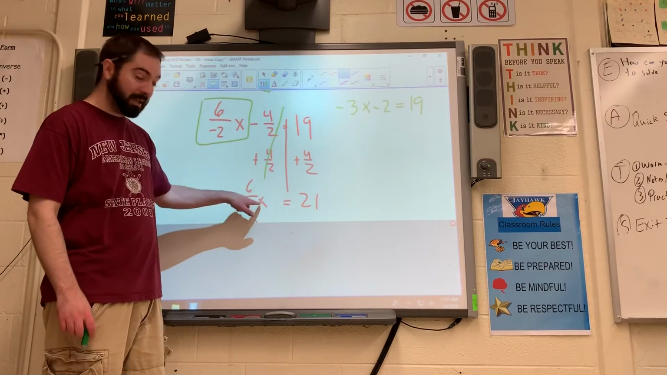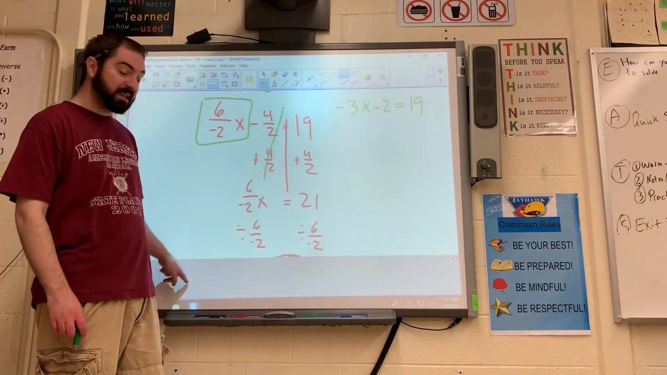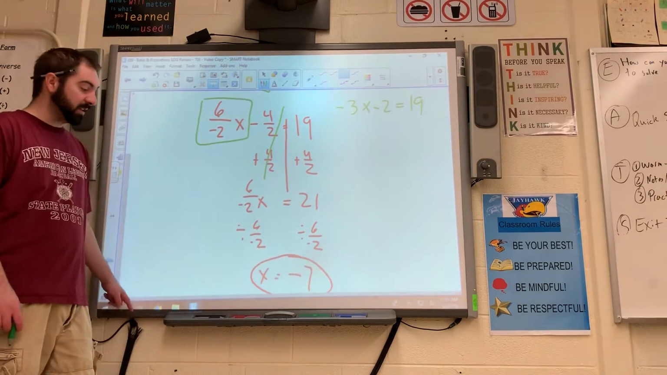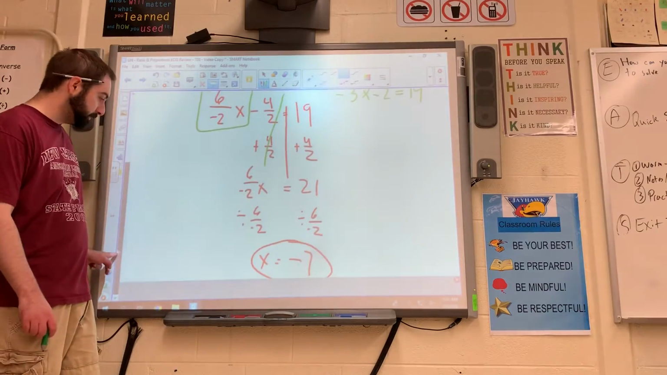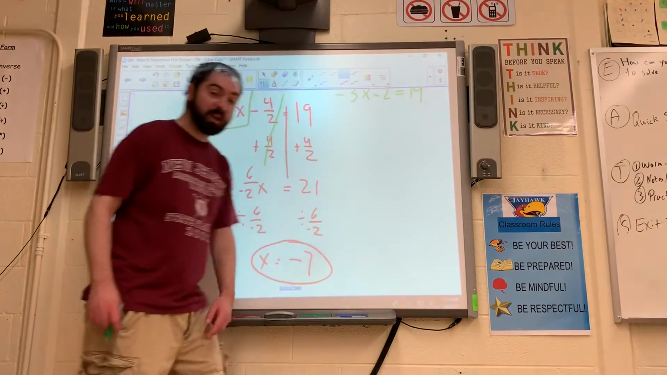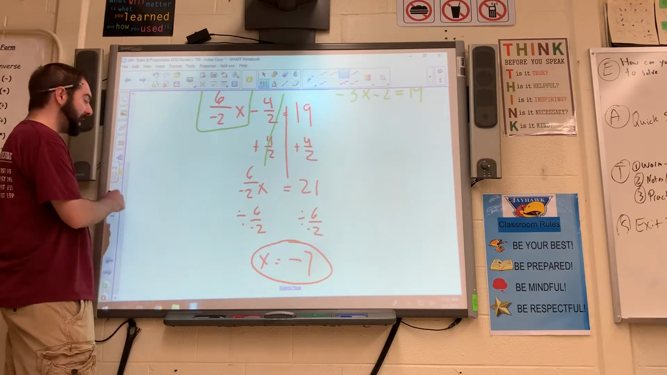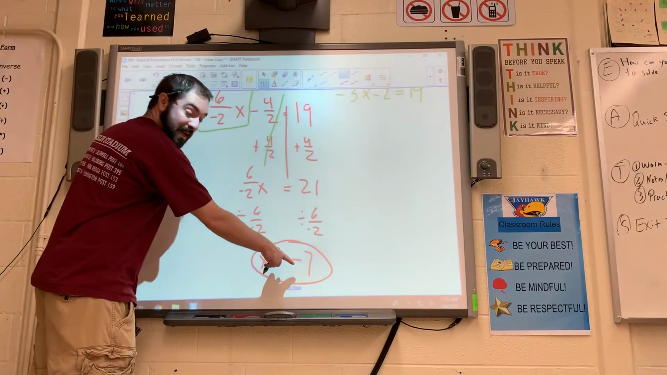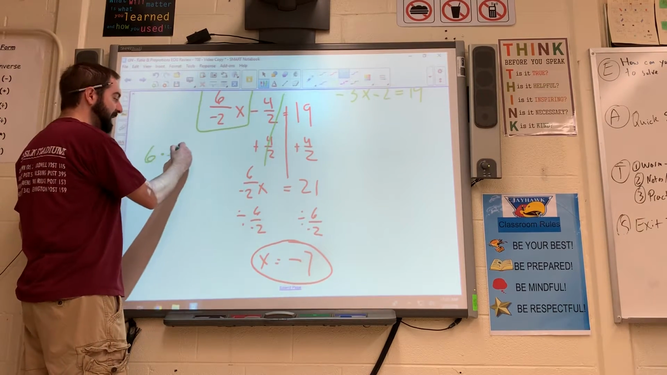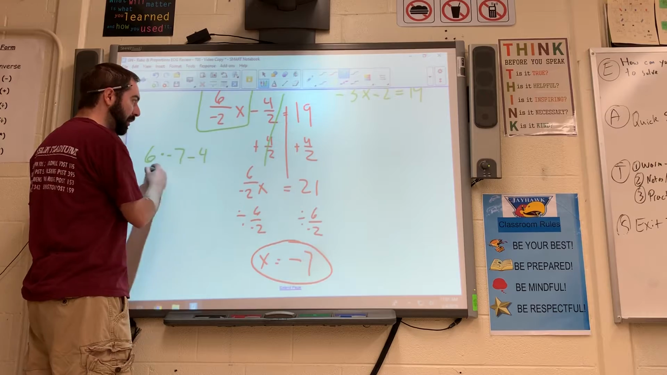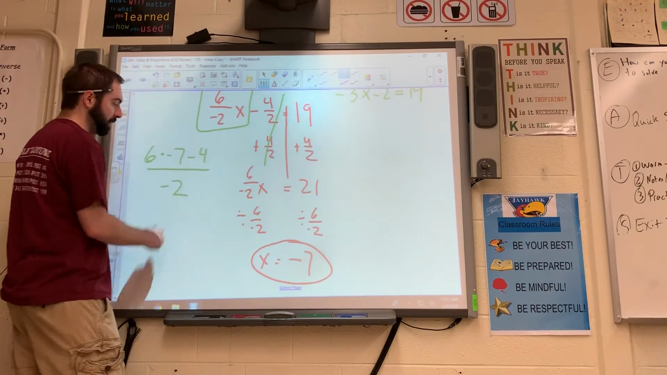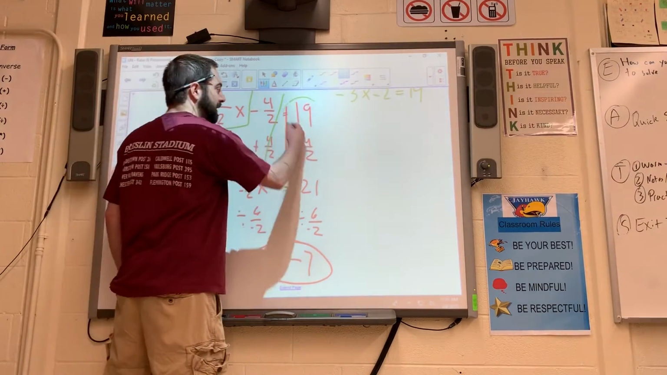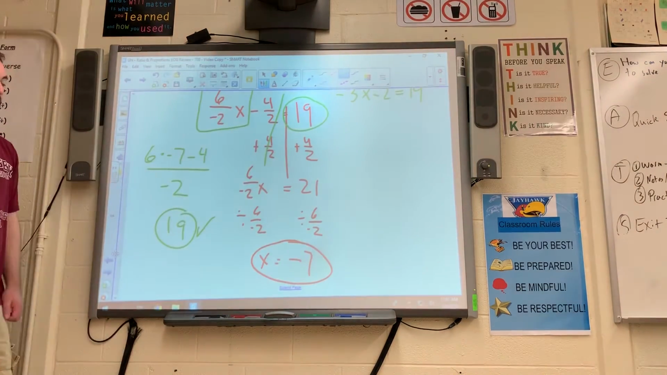Well, this is a fraction being multiplied, so I divide each side by 6 over -2. 21 divided by 6 over -2 is going to say that the answer is -7. Again, you can always check your work. I will show it off to the side. The real problem, remember, was 6 times x. Well, we know x is -7, so 6 times -7 minus 4, all over -2. We put this in a calculator, we press equals, we should get back to positive 19, and 19 is the same as 19. Thumbs up, we know we're correct.